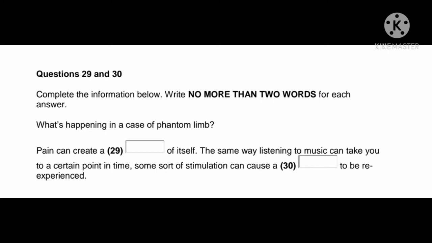We know that pain can create a memory of itself, just like any other experience that people have. You might have heard some records on the radio recently about David Bowie, for example, and listening to that record takes you back to a certain point. So listening to music can take you to a certain point in time, and some sort of stimulation, for example movement in that limb, or something else, which is the peripheral input like John's talking about, can cause a learnt sensation to be re-experienced.